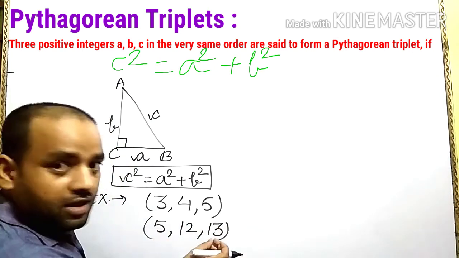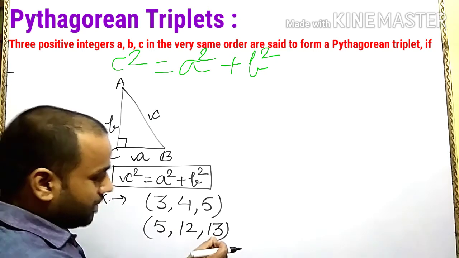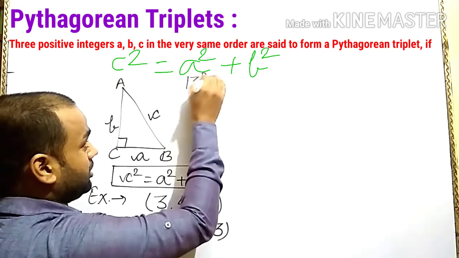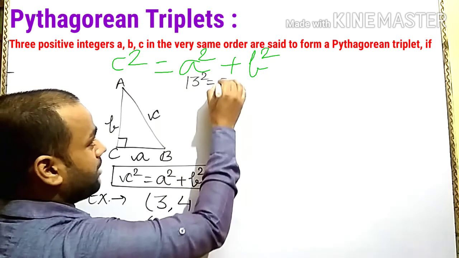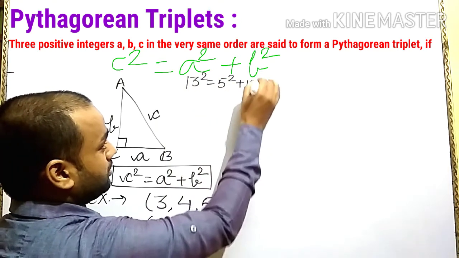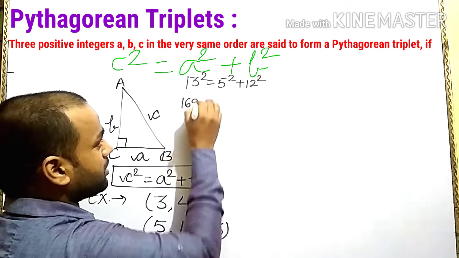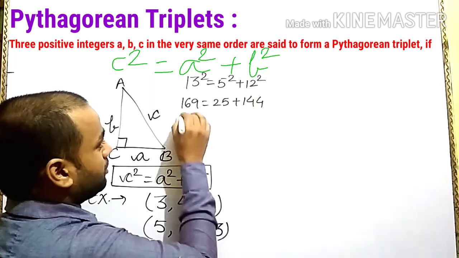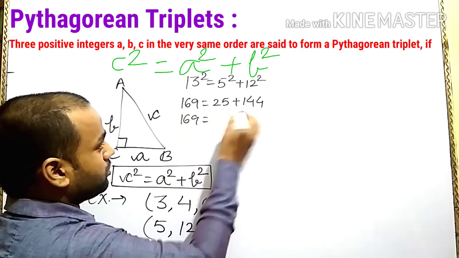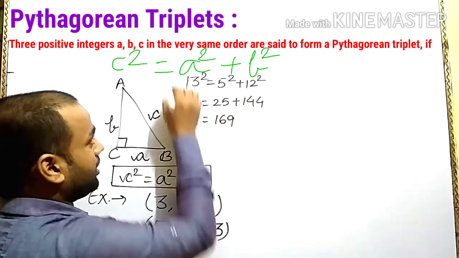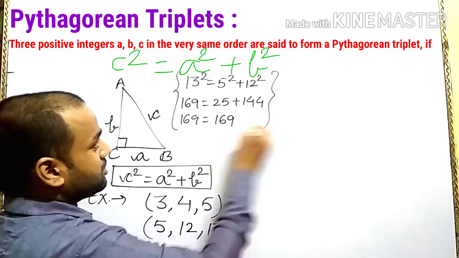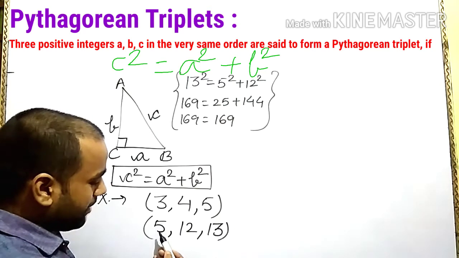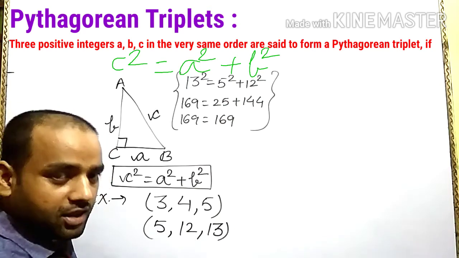Next Pythagorean triplet here 5, 12, 13. Follow the condition. 13 is larger. The 13 is the hypotenuse, meaning here 13 square is equal to 5 square plus 12 square. 13 square means 169, 25 plus 144, 169 is equal to 169. So here it fulfills the condition c square is equal to a square plus b square. So we take here Pythagorean triplet 5, 12, 13.